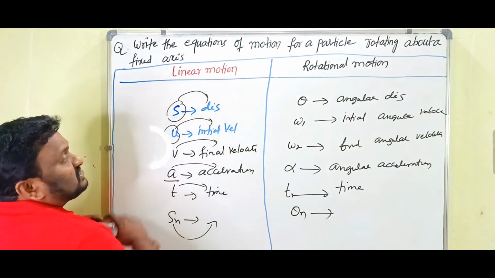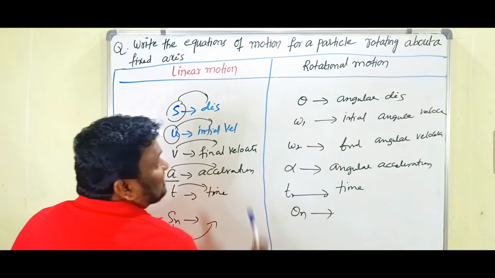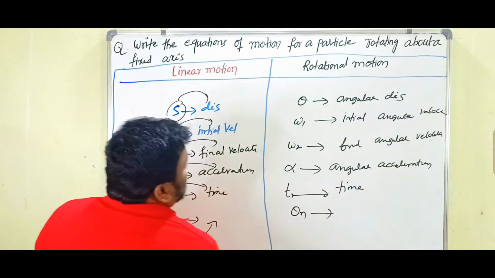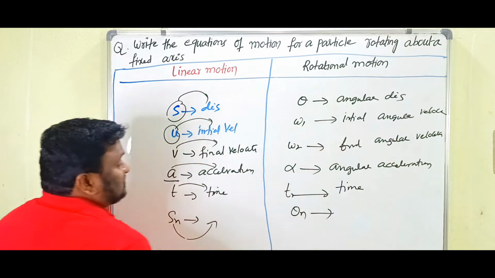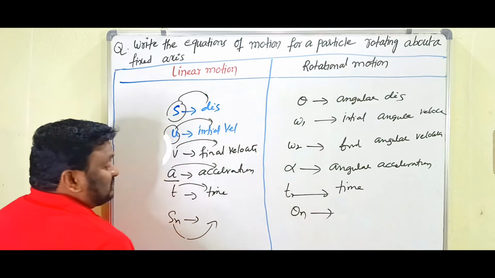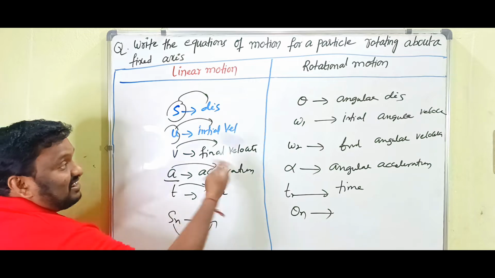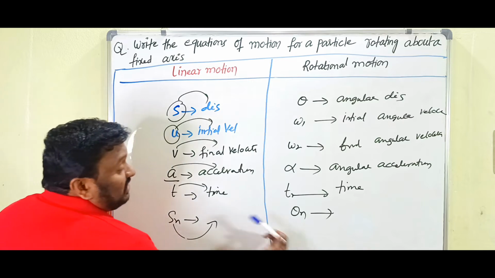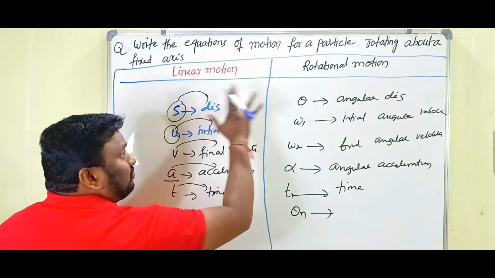So to write the equations you have to observe the difference like this. s is the displacement and theta is the angular displacement. u is the initial velocity, and omega 1 is the initial angular velocity. v is the final velocity, and omega 2 is the final angular velocity. a is acceleration, and alpha is angular acceleration. Here t is time, and here also t is time. Sn is the distance traveled in the nth second; here the angular displacement in the nth second is given by theta n. So by using them you have to compare the equations of motion in both cases.